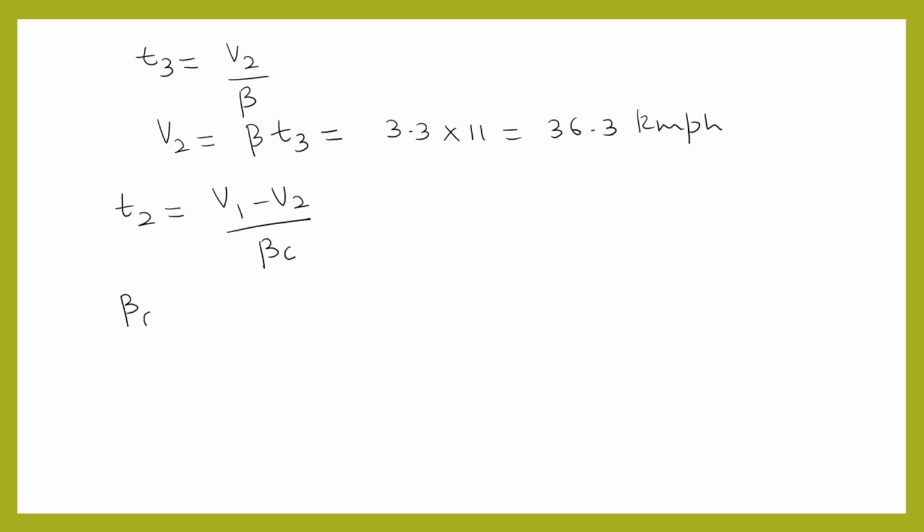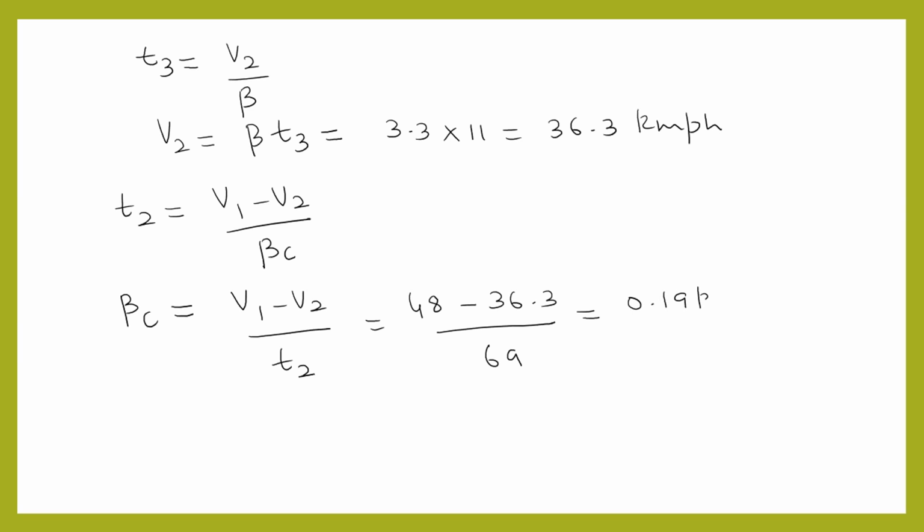We have the time for coasting period T2 equal to V1 minus V2 by beta C. Therefore, the coasting retardation beta C is equal to V1 minus V2 by T2, that is 48 minus 36.3 by 69. We get the value as 0.19 km per hour per second.